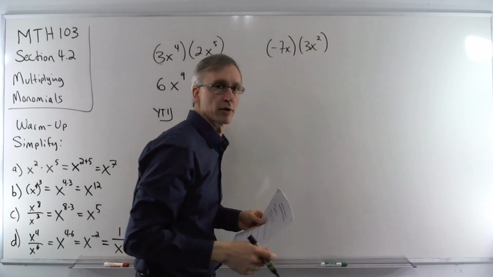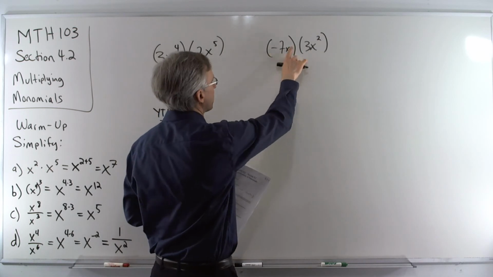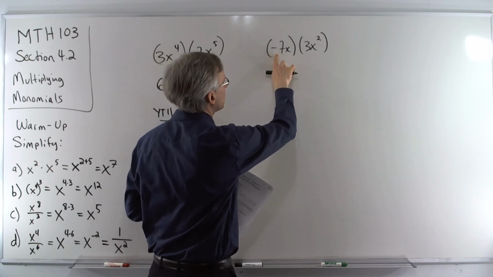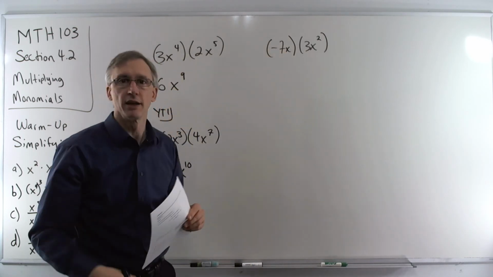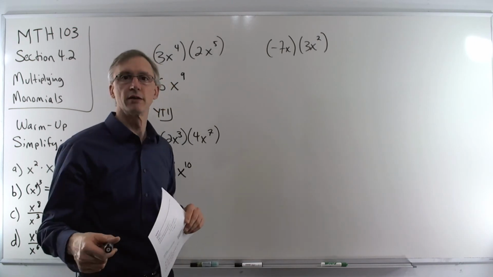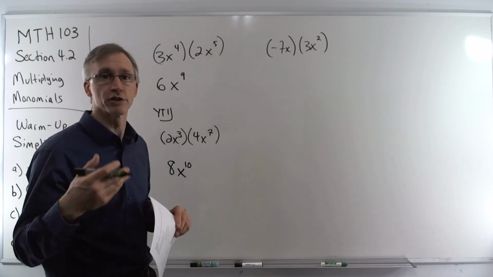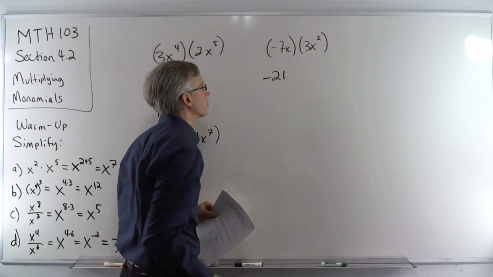In the next example, we're going to include a negative in there. And this is often confusing because students sometimes think that this is subtraction. But this is just a negative 1 times 7x, making it negative 7x. So now when we multiply those two numbers together, keep in mind that a negative times a positive is negative, so we're going to get a negative coefficient on the product. Negative 7 times 3 is negative 21, and there's our new coefficient.